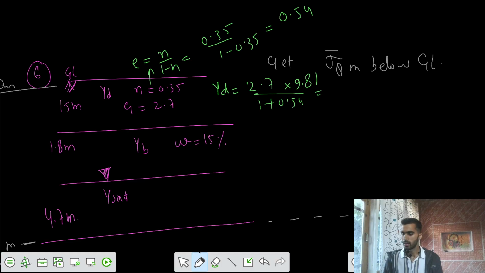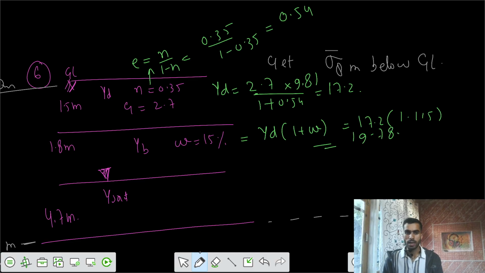How much is that? 17.2. After that, gamma bulk. Gamma bulk can be calculated as gamma dry into 1 plus water content. With water content 0.15, how much is that? It's 19.78.